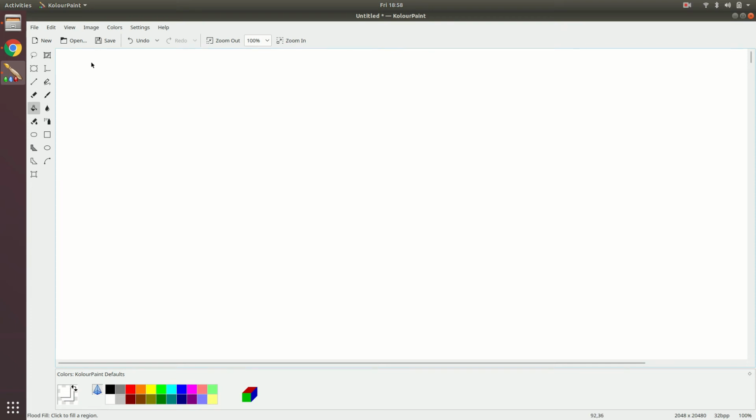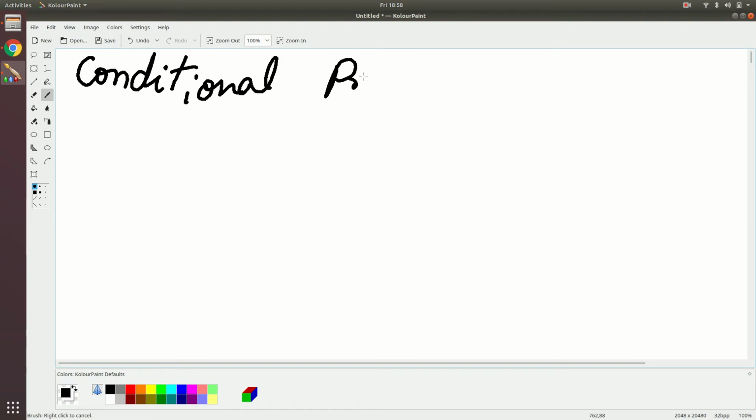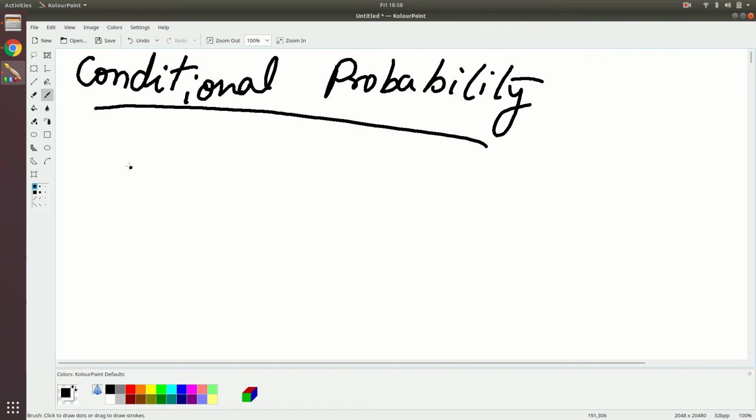Okay, let's review conditional probability. So what we are interested to learn is conditional probability. Okay. So let's take a simple example.